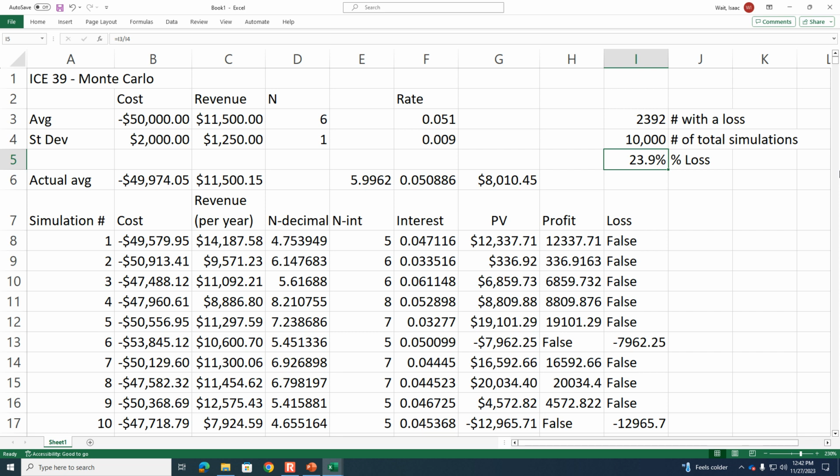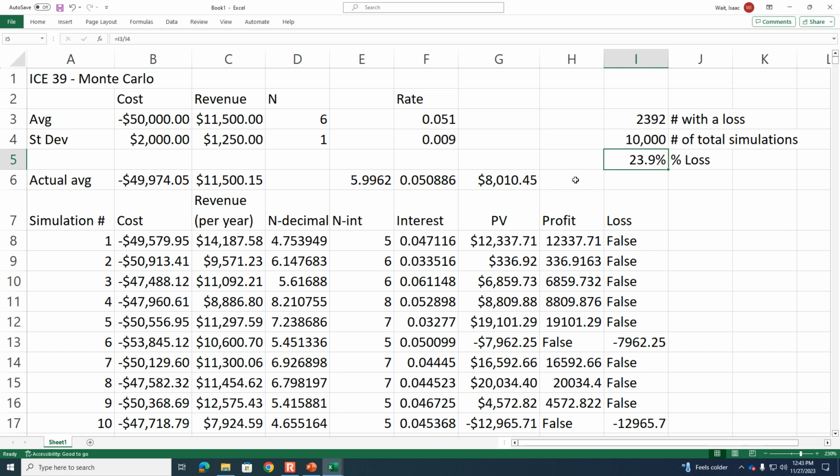So this is then information that you could take back to the decision makers in a company and say, how comfortable are you with losing money? You know, the likely upside versus the likely downside. 23% of the time you're going to be losing money.